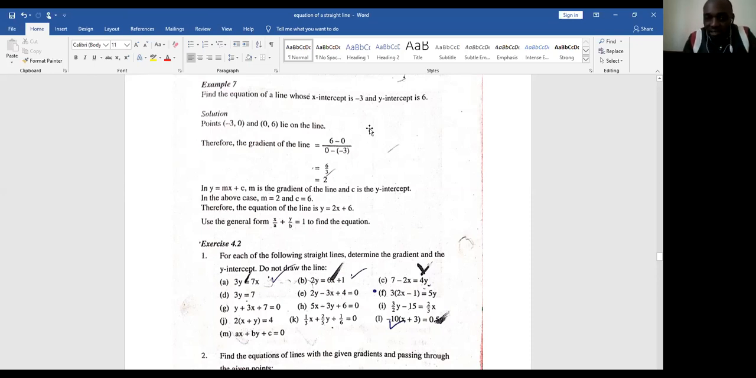So in this case now, if you were to write it using the x-intercept, it is written in the form of x over a plus y over b is equal to 1. Let me just show you this really quickly before we go to the next part.